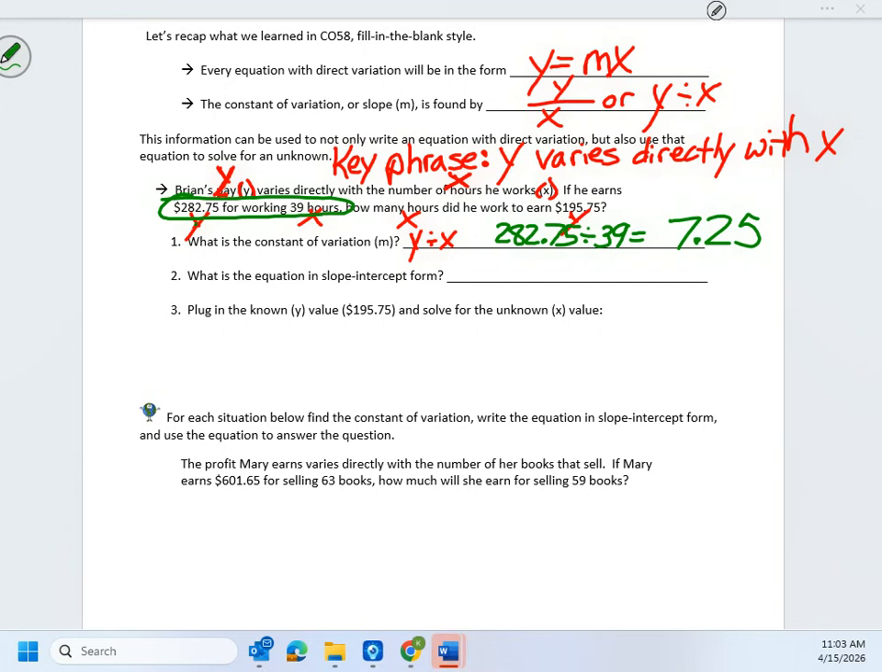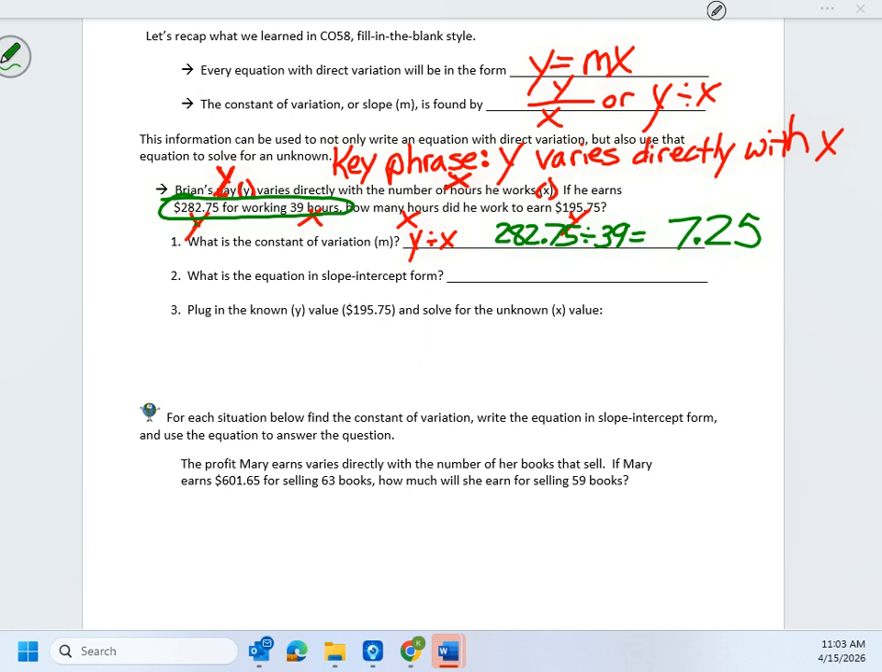Okay, does that make sense, how we find that constant of variation? It's the middle section of our Y's and X's, because you're given both the Y and the X. You need to know which one's the Y and which one's the X. You need to remember it's always Y divided by X. Every year I have kids that accidentally flip it. That's why I tell us to label our Y's and X's, so we make sure we're dividing the correct way. Because if we did 39 divided by 282.75, we'd get a much different answer.